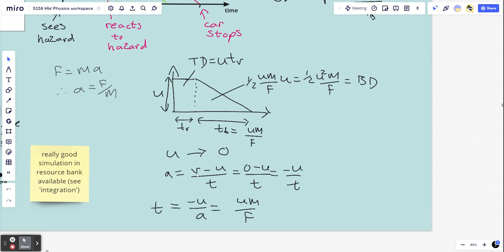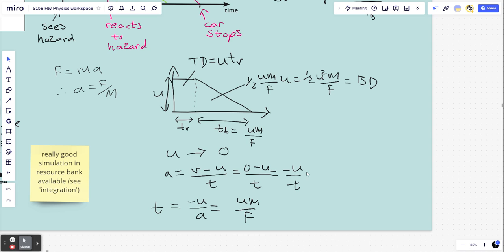Okay, so we started off by saying the acceleration would be equal to v minus u over t, and v would be 0 because it's going to come to a stop. And so the acceleration would be equal to minus u over t. Rearranging that, we can see the time would be equal to minus u over a. I won't go into how I rearranged that.